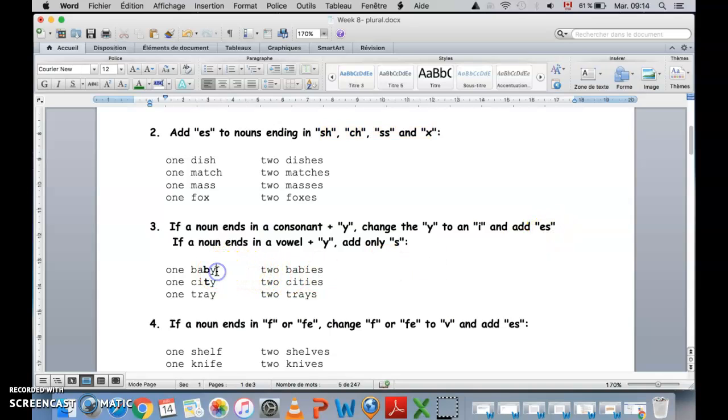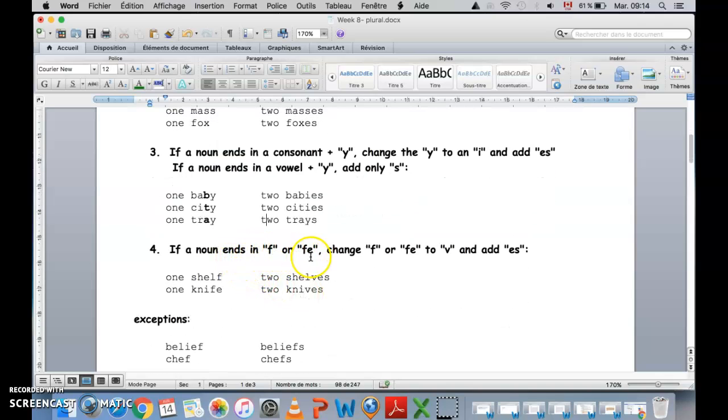Now, if a noun ends in a consonant plus the letter Y, change the Y to IES. So here, for example, the last letter is a Y, and the letter that comes before is a consonant. So you transform it: baby, babies. Same thing here, city, cities. But look here, what's the letter before? The letter is a vowel, so in this case, the rule doesn't apply.